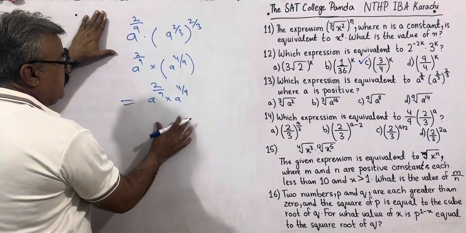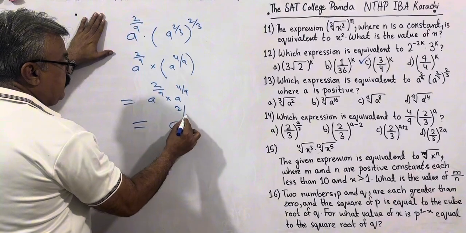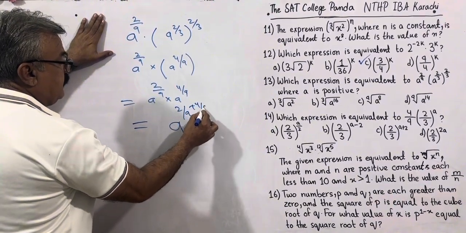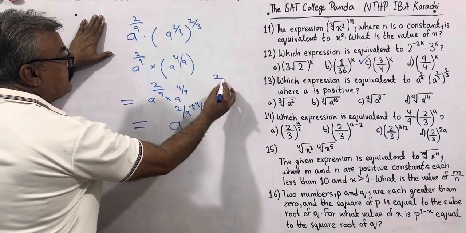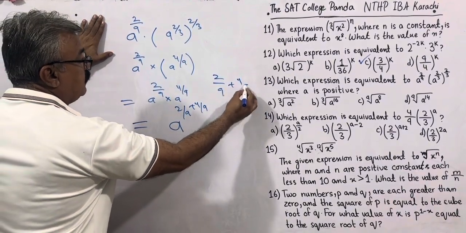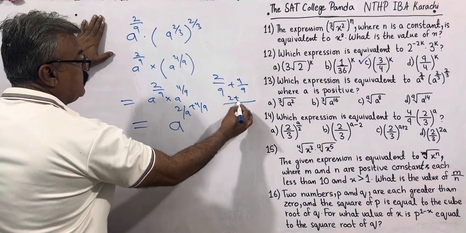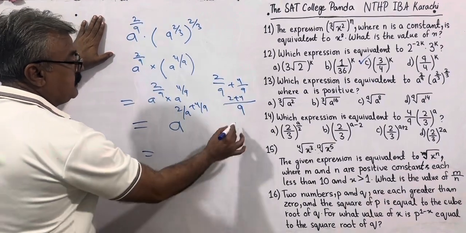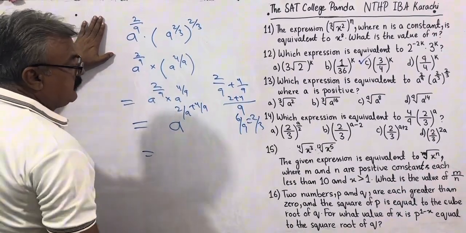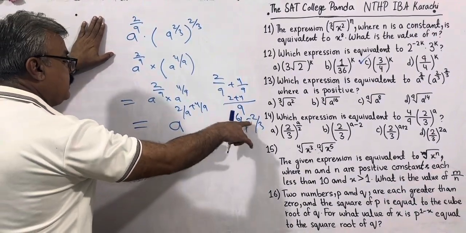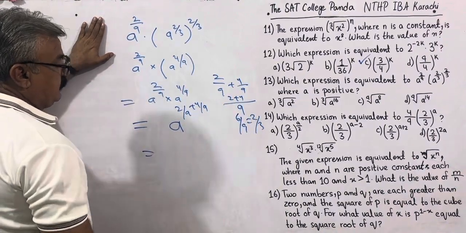Bases are the same and they are in multiplication. Add the powers. Write a raised to 2 over 9 plus 4 over 9. As the denominators are the same, 9 is written one time, and we add the numerators, 2 plus 4. That gives 6 over 9. Apply the table of 3, 3 is the common factor. 6 over 9 can be written in relatively prime form as 2 over 3.